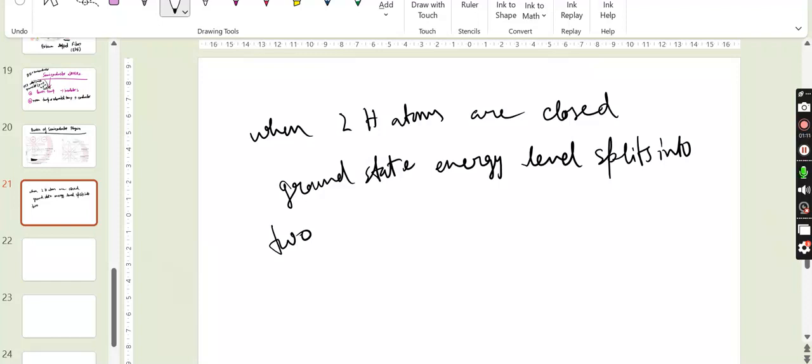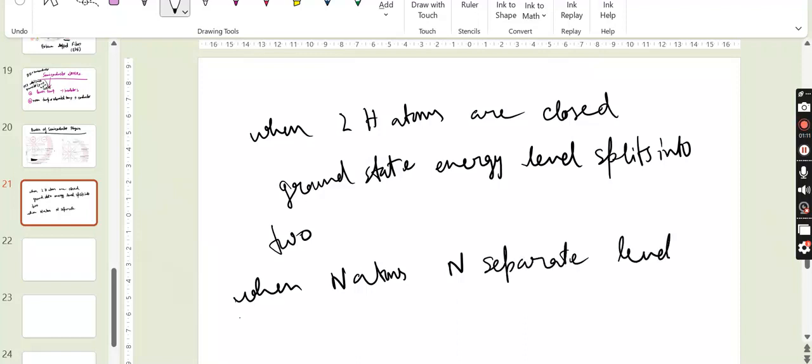When there are four atoms, then the ground state energy level splits into four; generally, for n atoms, the splitting will be n. In a solid, an exceptionally large number of atoms are packed in a tiny volume, and consequently the levels come so close to each other that they essentially form an energy band.